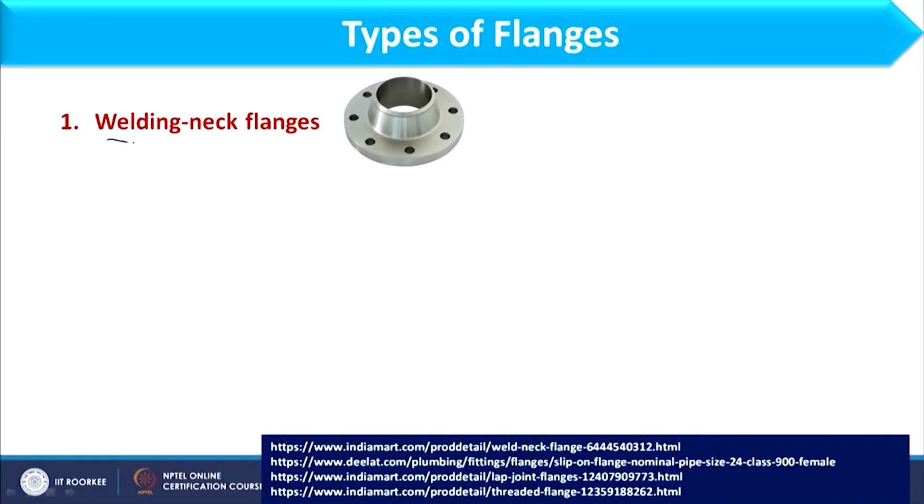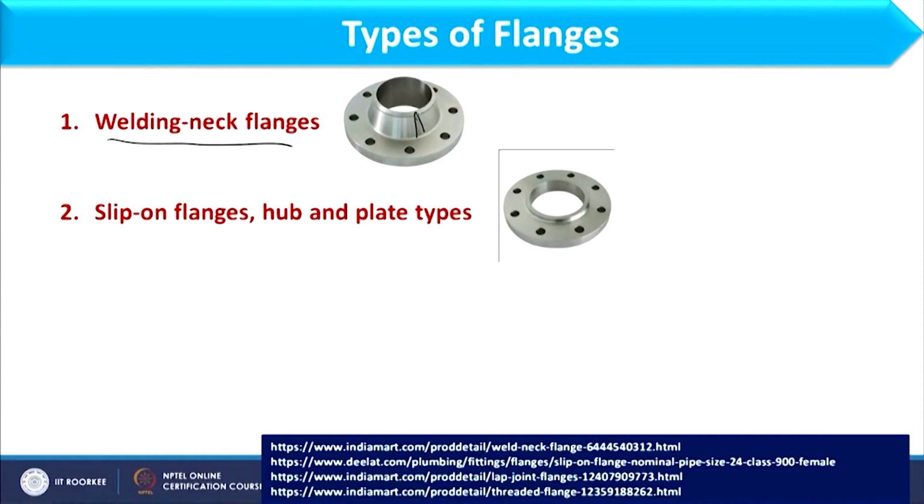The first type of flange is the welding neck flange. Okay. Its image is given over here. You see, here we have the disc and here we have the tapered section. Okay. The inside section will be vertical, however the outside section is slightly tapered. So that is why it is called a welding neck flange.